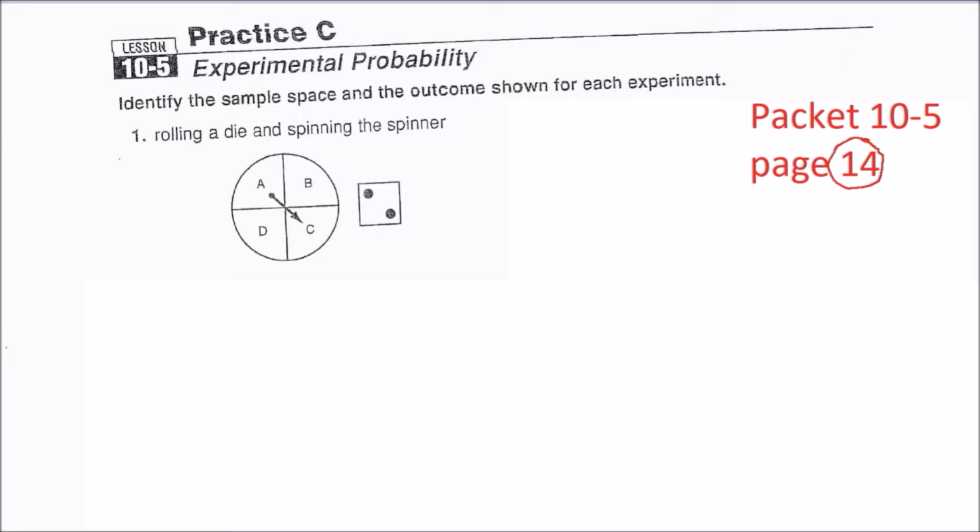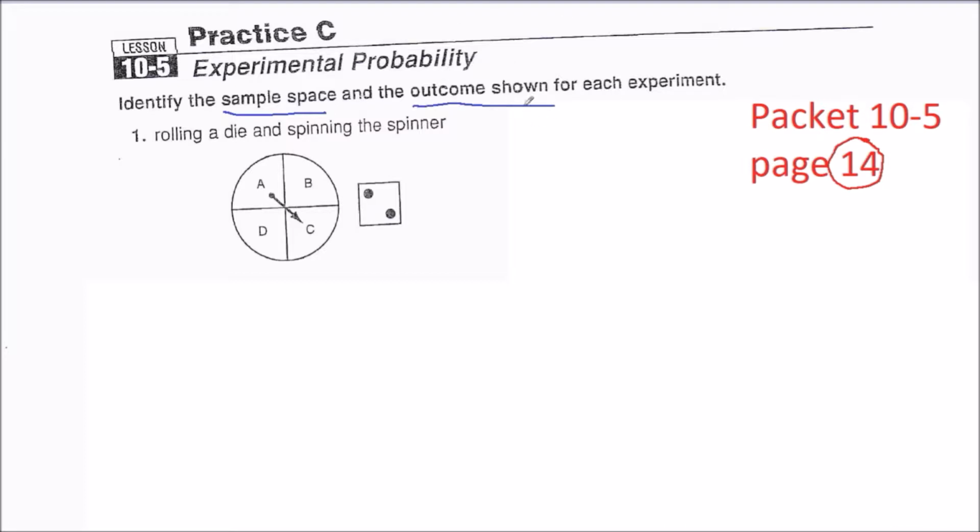But here we go, starting with problem number 1 on practice C. Our instructions are identify the sample space and the outcome shown for each experiment. So we have rolling a die and spinning the spinner. So remember, there's two parts to this. There's identify the sample space and then also identify the outcome shown.